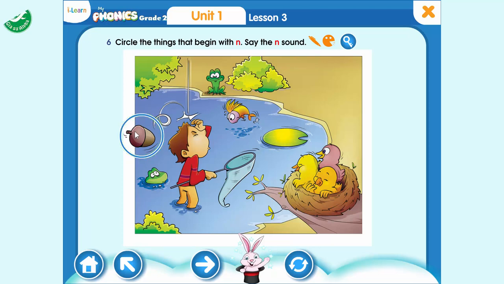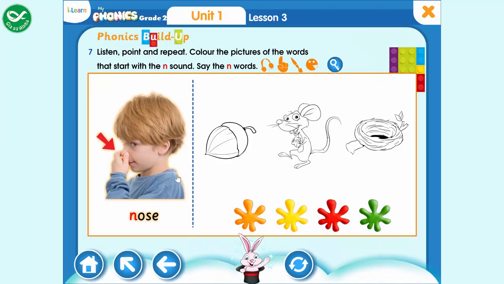N, nut. N, net. N, nest. Nose. Nut. Nest.